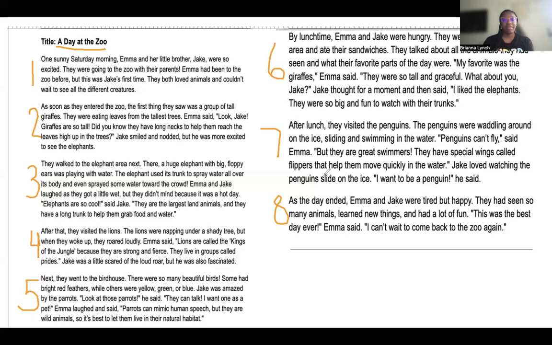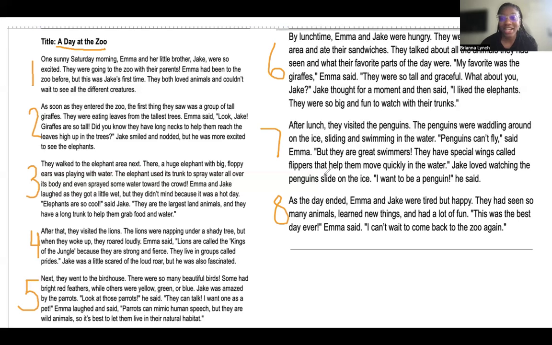As the day ended, Emma and Jake were tired, but they were happy. They had seen so many animals, learned new things, and had a lot of fun. "This was the best day ever," Emma said. "I can't wait to come back to the zoo."